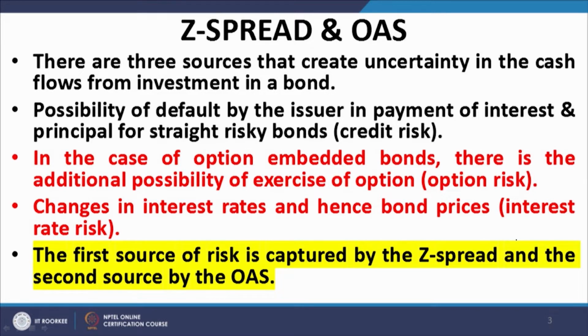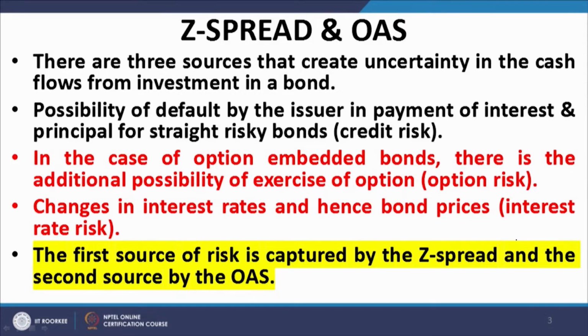Then the bonds have option features embedded in them. Then there arises the possibility of the party who is long in the option exercising that option, which creates uncertainty insofar as the projected cash flows from the bond are concerned. Then finally, there is the issue of interest rate risk. So, these are three sources that give rise to uncertainty insofar as the cash flows from a bond investment are concerned.